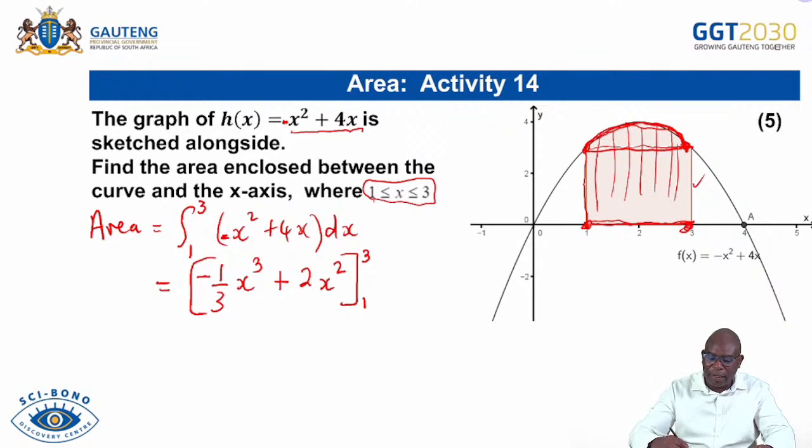So I need that area here from 1 to 3. That's what I need. So obviously, most of the time I prefer that your upper limit, the number there, must be bigger than the one on the lower limit. So the upper limit there is 3, the lower one will be 1. So 3, 1. Bigger one on top, smaller one at the bottom. It makes life easy for you.